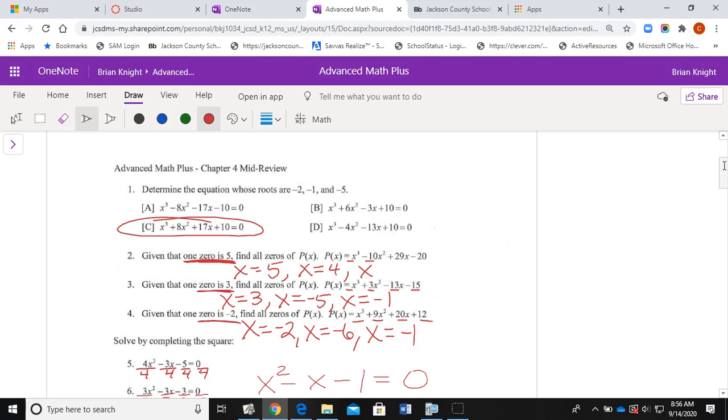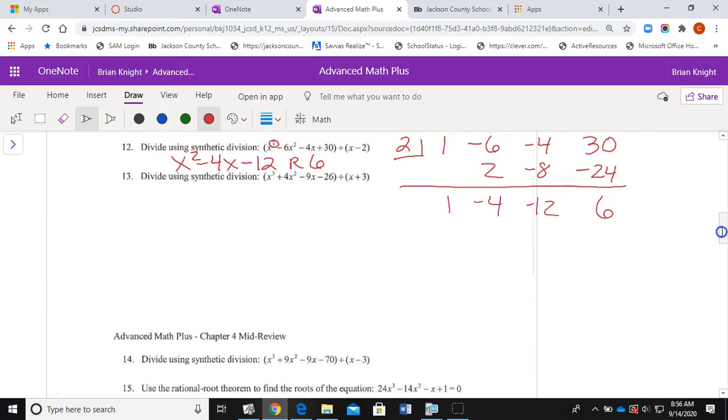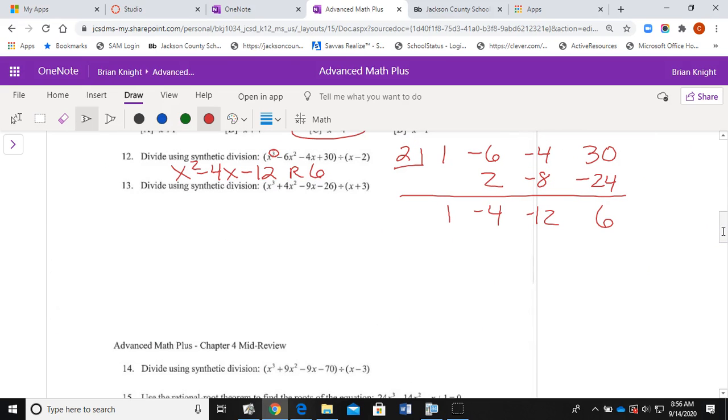Okay, so anytime you're dealing with a zero or a root or a solution, that's what you're plugging in the box. If you're just dividing by a binomial, you're just trying to see, is that a factor or not? So it potentially is a factor, which means the root is the opposite of that. Same thing here. We're dividing by a binomial.